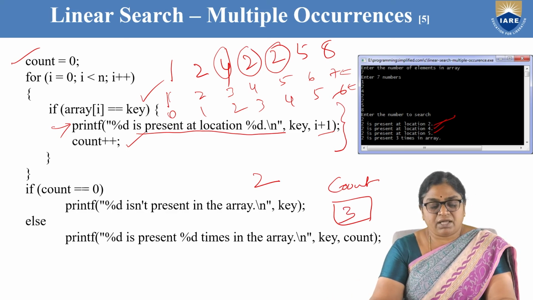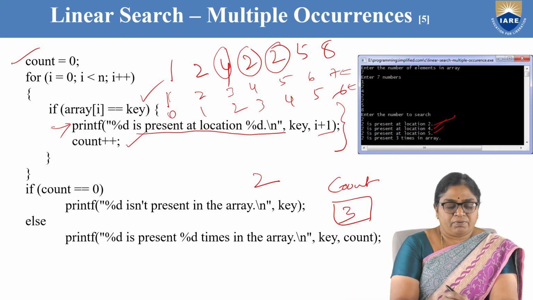Now the I value is 5. Now we will compare A of 5 with key. It's not a match. Once again it will go with next iteration. I value is 6. Is array of 6 equivalent to key? No. Then it will go with next iteration. When it takes I as 7, it will come out of the loop.